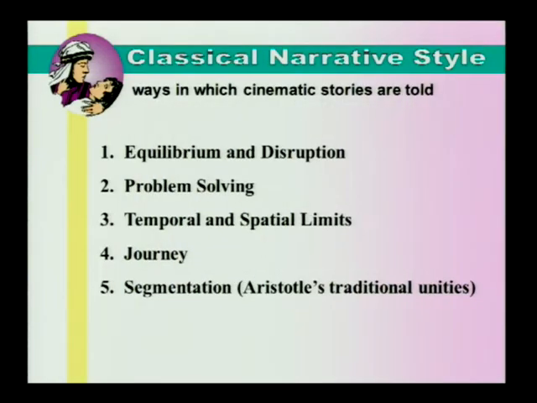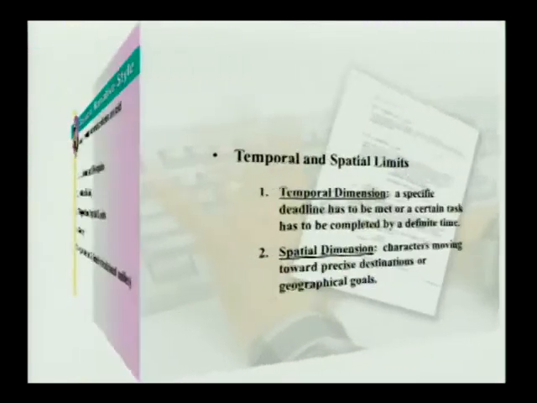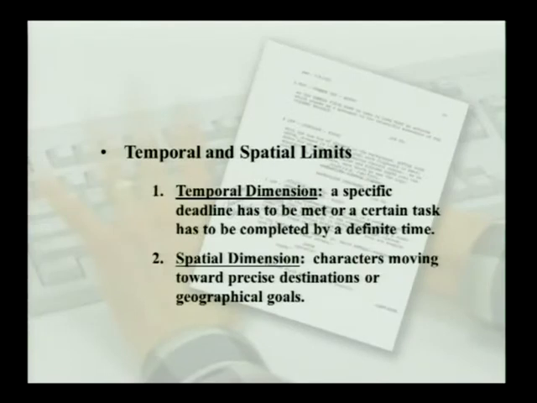Okay, temporal and spatial limits. What are they? The temporal dimension is a specific deadline that has to be met or a certain task that has to be completed by a definite time. We only have 24 hours to save the world.